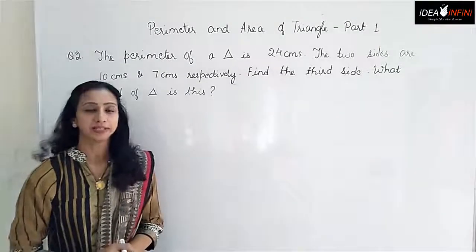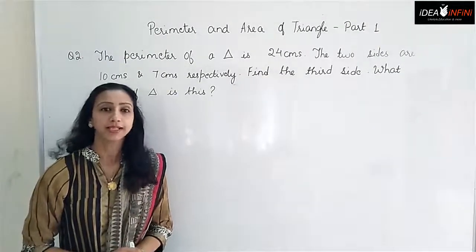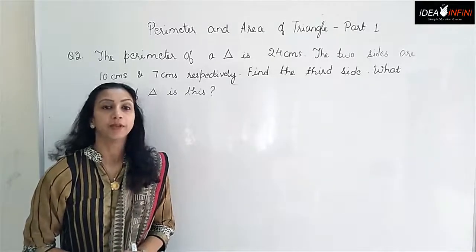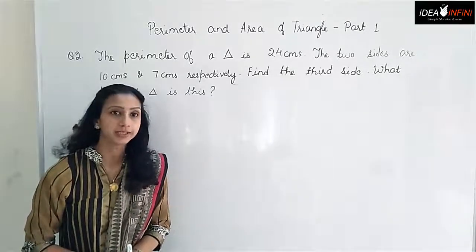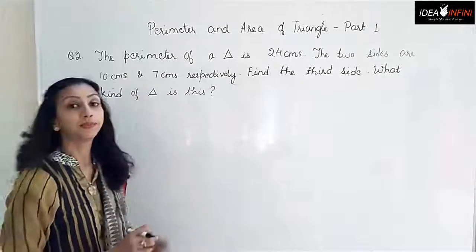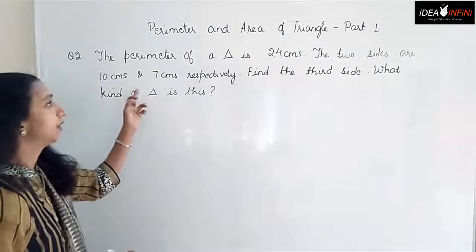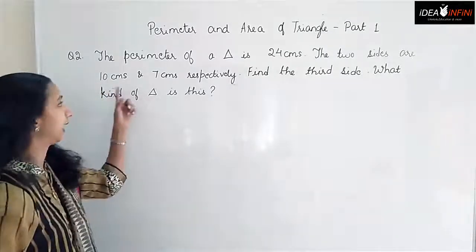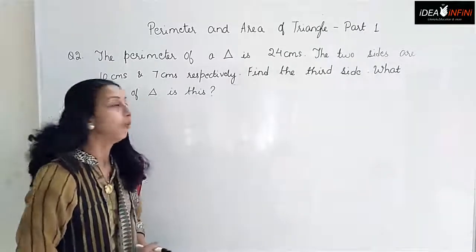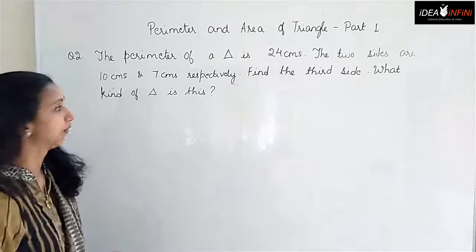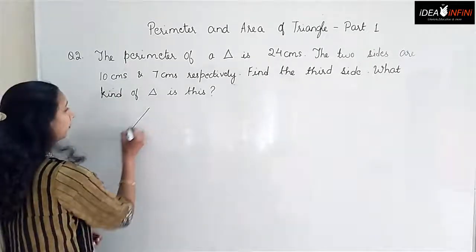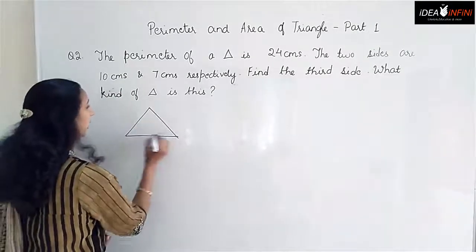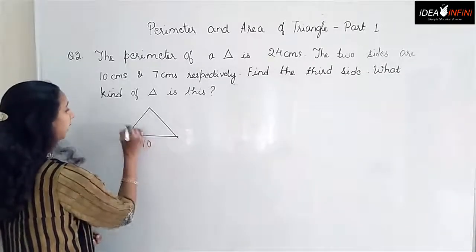So here we have another problem where the perimeter is given and the two sides are given. First of all, we have to find out the third side and then what kind of triangle this is. The perimeter of the triangle is 24 centimeter. The two sides are 10 and 7 respectively. Find the third side and what kind of triangle this is. So first of all, we draw a rough figure. And here the two sides are 10 and 7.